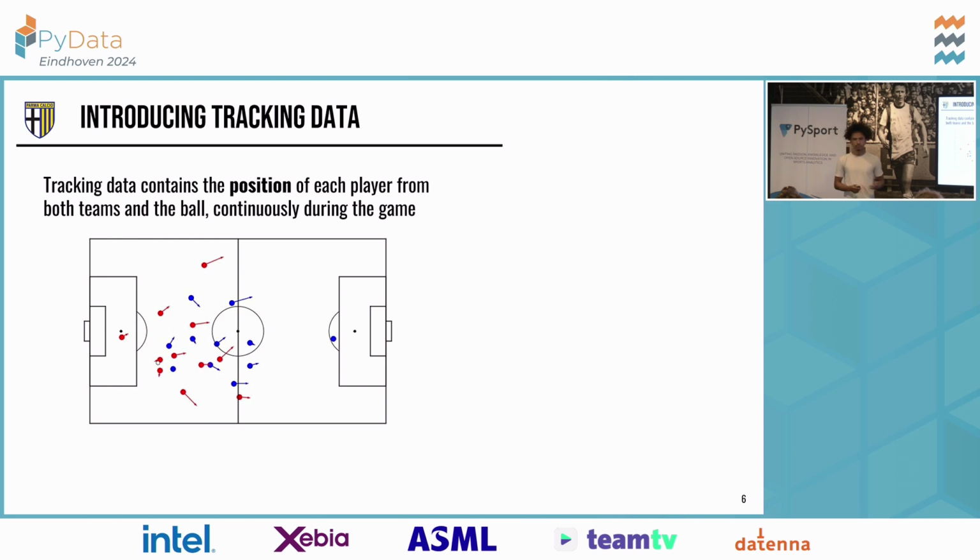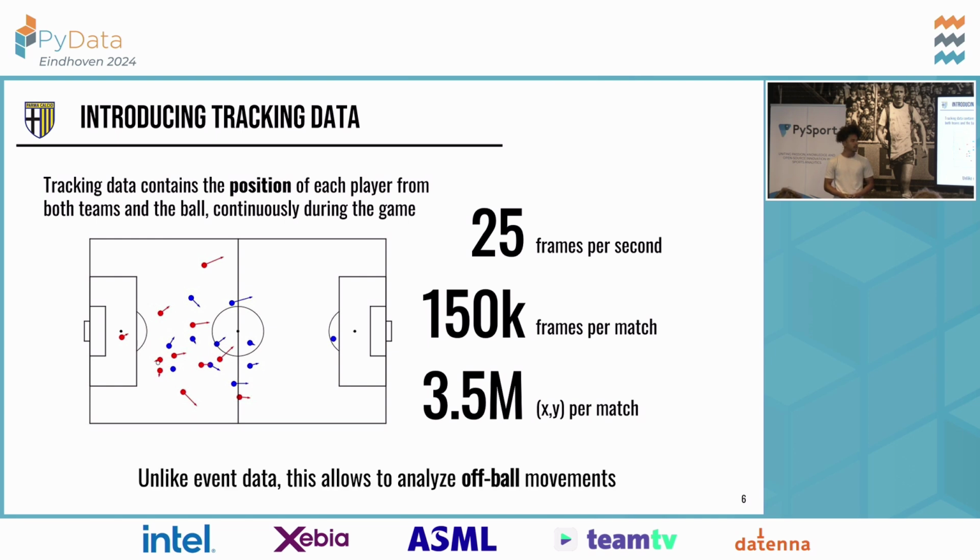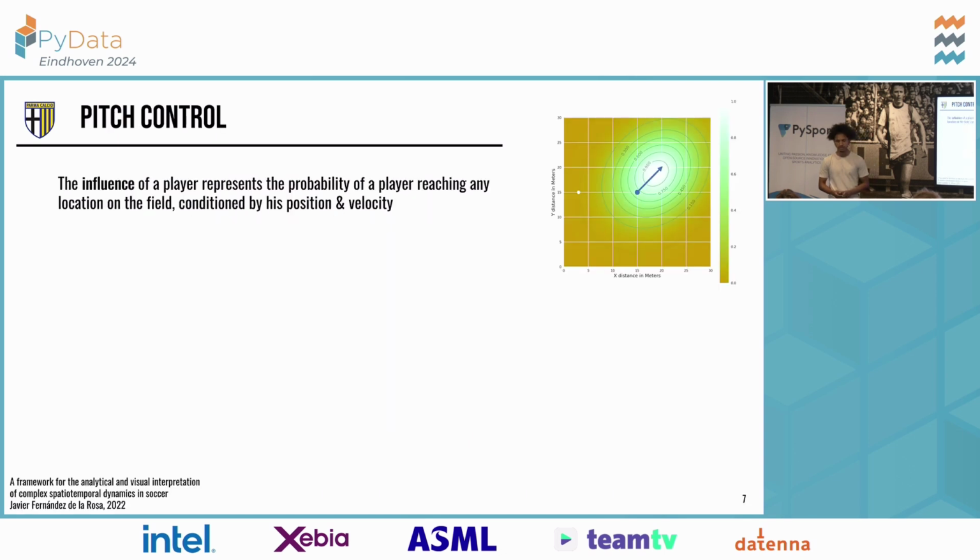Tracking data is simply the position of the players and the ball continuously during the game. And from the position, we can derive the velocity that you can see here with the arrows. In terms of volume, this is 25 frames per second, which equals 150K frames per game and 3.5 million coordinates. And this is what we need to analyze off-ball movements. So now I'm going to go through some models that we infer from tracking data, and then I'm going to show you how we use it.